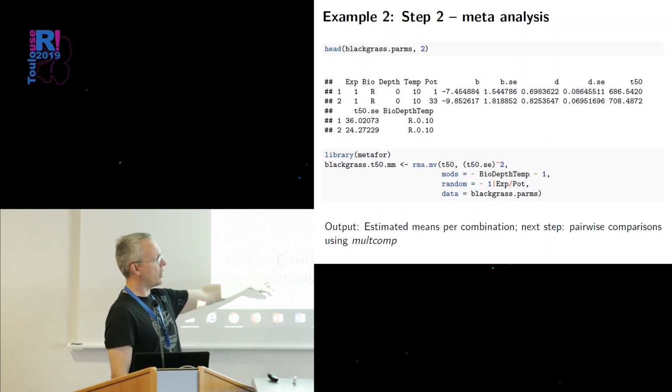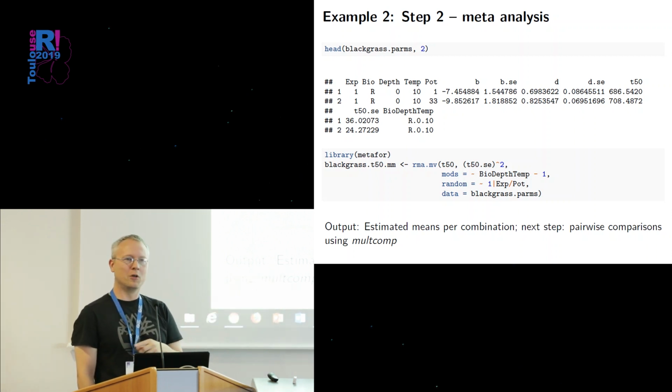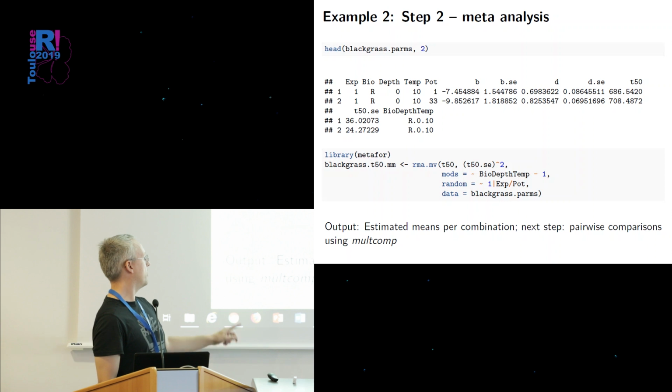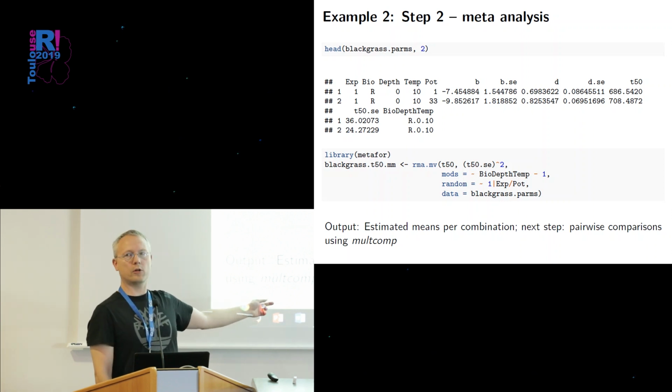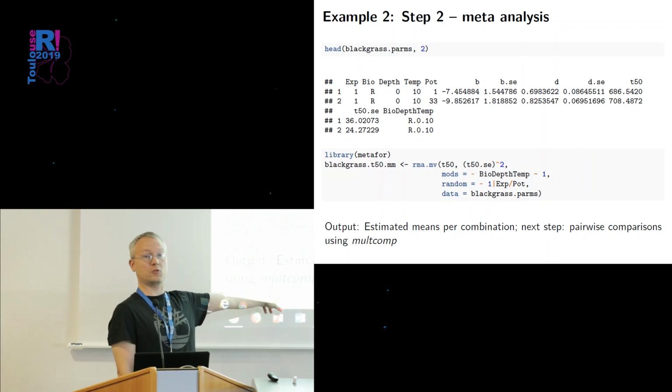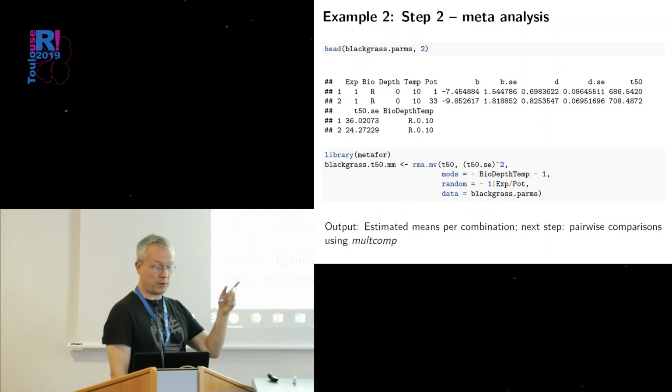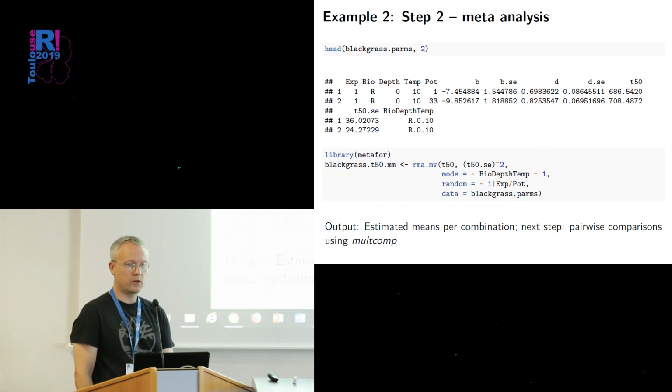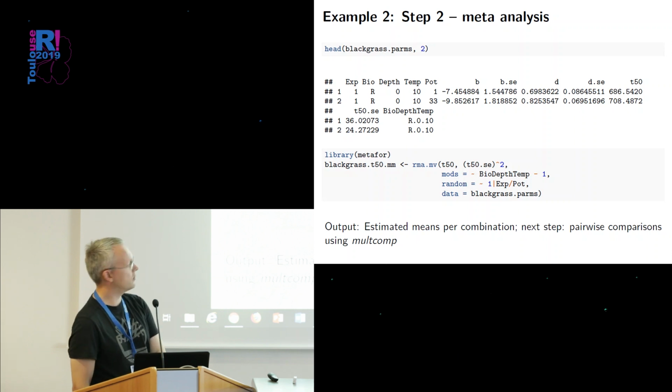And then I get an output where I could, as the next step, which I will not show you, but just give a hint, make pairwise comparisons or model reduction as for any other model. So I could proceed to use multcomp once more. So I could even combine multcomp and metafor here. So again, using that there are other packages around.